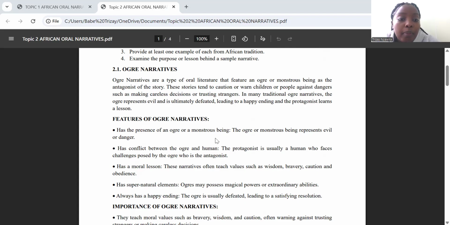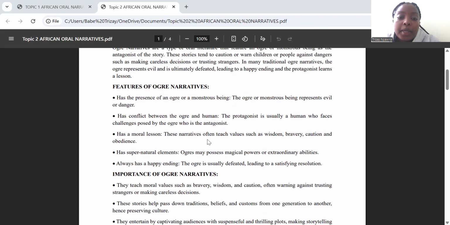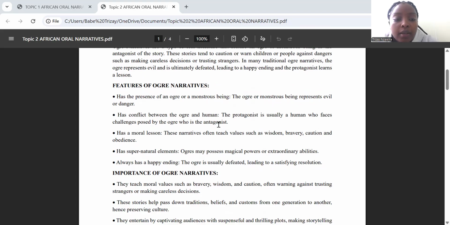So the features. And the antagonist of the story, this means that this is the main character in the story. And the protagonist learns a lesson, that is the human being character. So we will move to the features of Ogre narratives. Our first feature is the presence of an ogre or the monstrous being, as I said, that is the main character in the story.